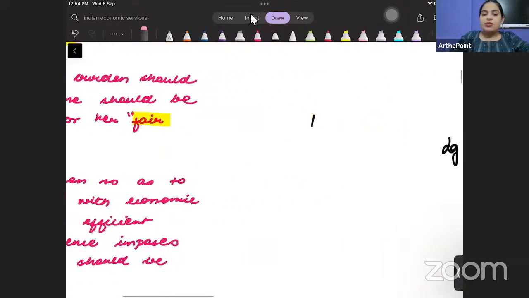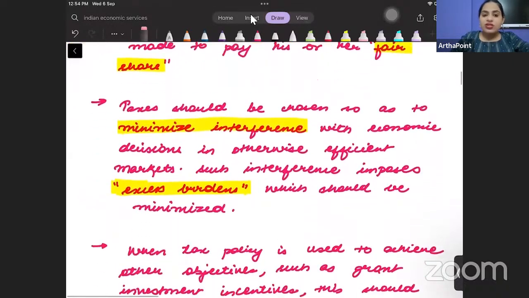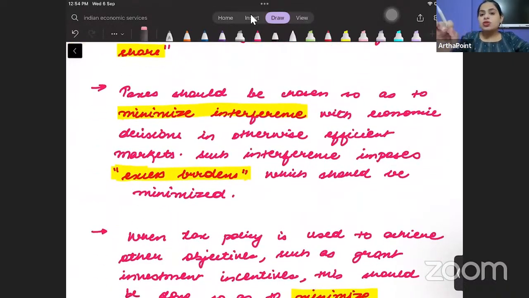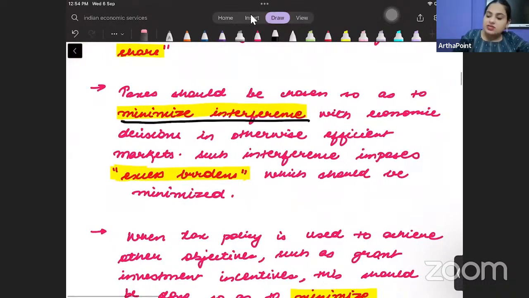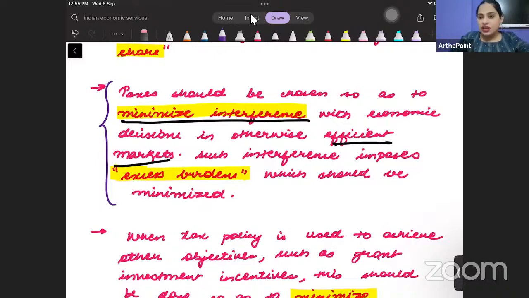Okay, beta, come to the next point. The next point says that tax should be chosen so as to minimize interference with economic decision in the efficient market. ये बहुत important point है. इसको थोड़ा सा elaborate करने के लिए I want to raise the point that, और ये again, बेटा we have done this in that chapter, cost of taxation, वो देख लेना एक बार, it is on the portal.